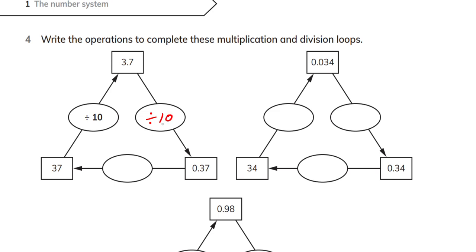In the same way, when we are going from here to here, you can notice that the decimal has jumped 2 places to the right side. And when the decimal moves to the right side, it means what we have done here? Multiplying. We have done the multiplication. We multiplied with what? It has jumped 2 places, so it means it's with 100.